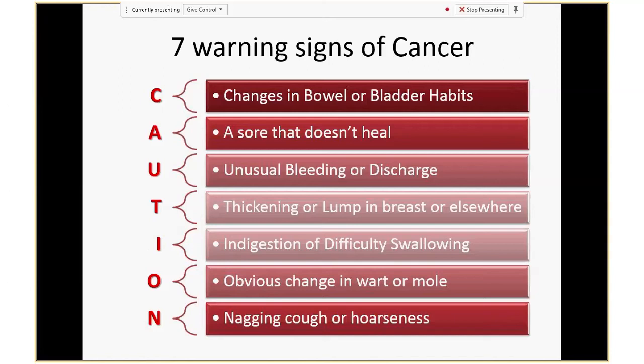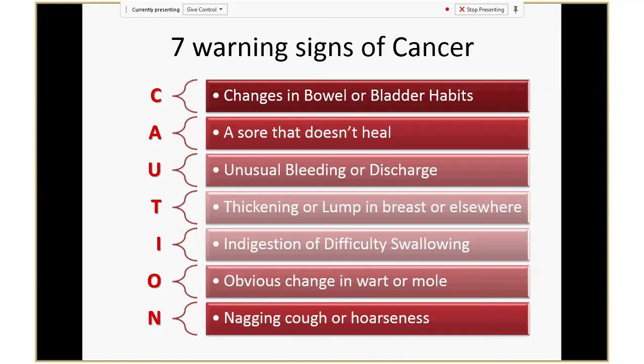Obviously a wart or mole change. I'm sure you've heard of ABCDE, where it actually describes the mole and what it looks like and how it changes. I'm trying to think of the borders. Sometimes if it's larger or if it doesn't look the same, it grows in size.